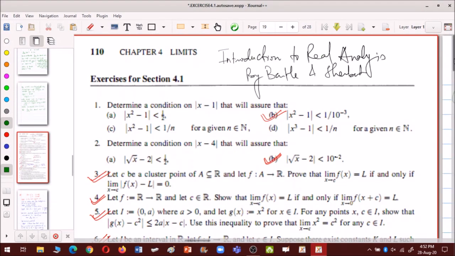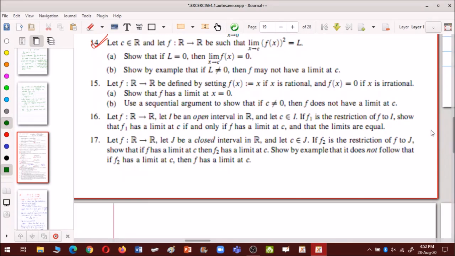So we have completed all the questions of exercise 4.1. So thank you.